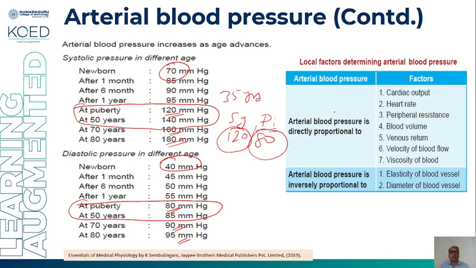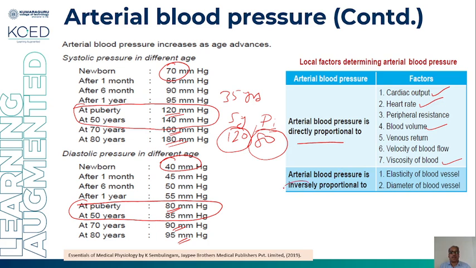elevate the blood pressure? So here you can see arterial blood pressure is directly proportional to what? It's cardiac output, heart rate, blood volume. When there is an increase in blood volume, there is an increase in blood pressure, both systolic and diastolic. When the viscosity of blood increases, automatically systolic blood pressure as well as diastolic blood pressure will increase, right?